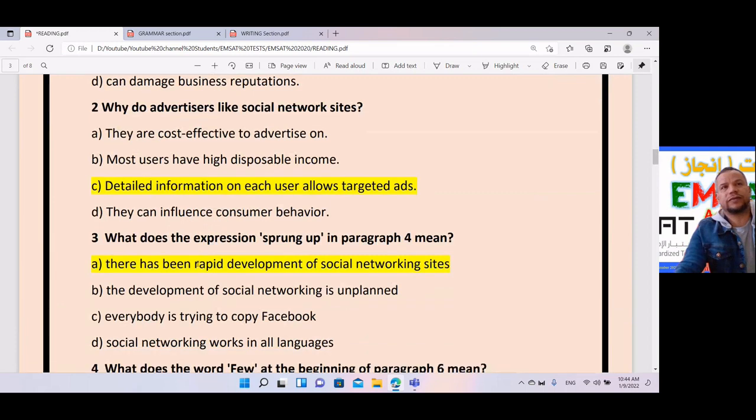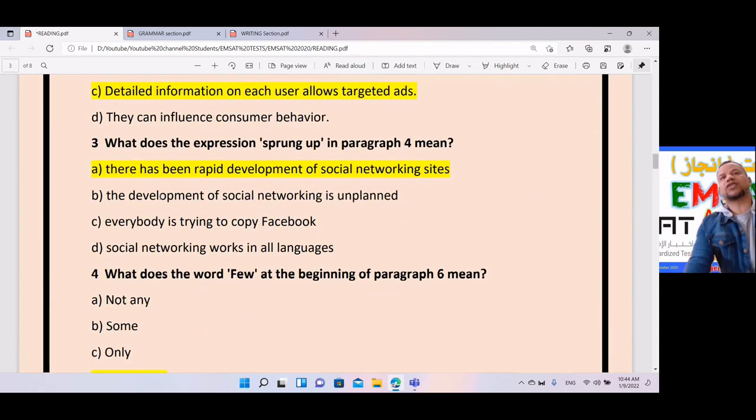Question 3. What does the expression sprung up? Sprung up is a past participle of spring. Spring is a verb, spring up. The past participle is sprung up. In paragraph 4, sprung up, what does it mean? It means that the development of social network is unplanned, or everybody is trying to copy Facebook, or social network works in all languages, or there has been rapid, fast development of social network sites.